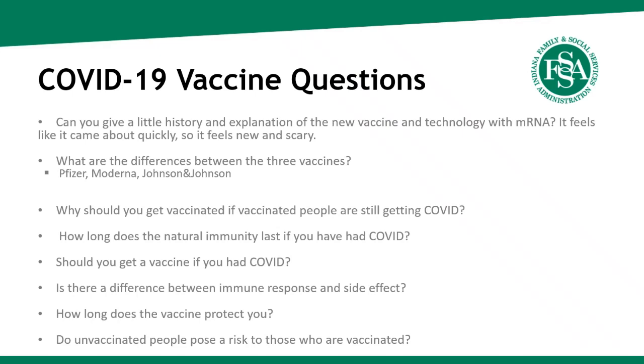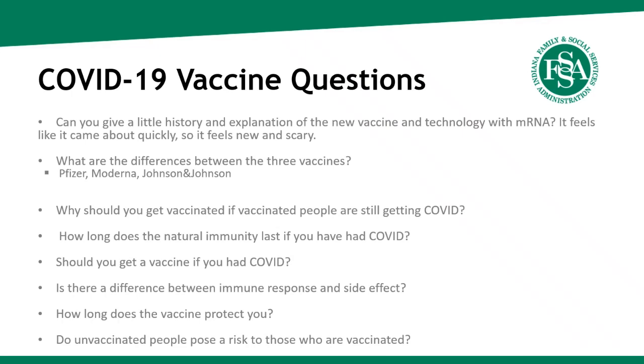So the booster recommendation now is for sure that everybody over 65 should get it, and everybody that got a Johnson & Johnson shot, that one shot, should also get a booster. But then for many others, essentially the doors are open for everybody else to get a booster as well.